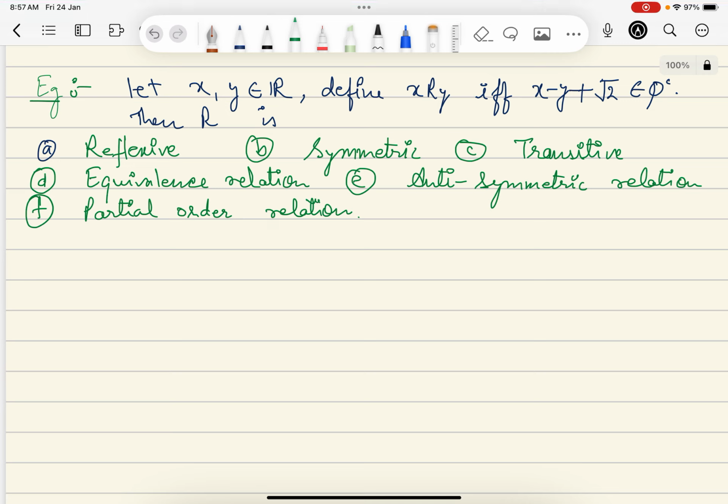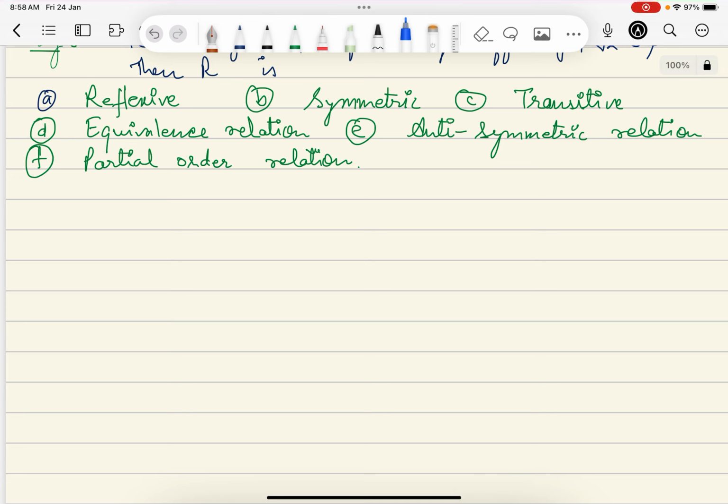Okay, so here is the example we have given, that is x, y belongs to R, real numbers, defined x is related to y if x minus y plus root 2 belongs to Q complement. Okay, then R is, we have to show all of these. Now, solution.